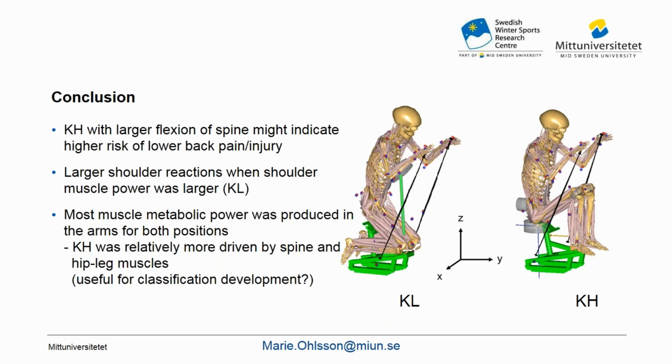And so, three dots that I want to conclude from the results I have presented here. The knee high, the KH, with larger flexion of the spine might indicate higher risk of lower back pain injury. And this is in line with the background that I presented, that spine flexion is connected to higher shear force. And even if you don't sense this area in your body because you have a paralysis, it's still dangerous to get a disc herniation, for example. So it can still be interesting to understand the joint reactions if you have a paralysis also.